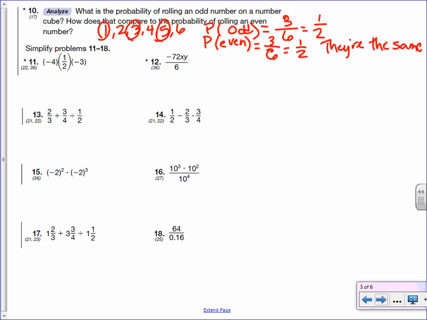Number 11, we are multiplying. So we're going to go from left to right. And we'll say negative 4 times a half means what is half of negative 4? Well, since a half is positive and 4 is negative, half of 4 is 2. And since the signs are opposite, it will be negative. And then we have times negative 3. So negative 2 times negative 3, 2 times 3 is 6. The signs are the same, so our answer is positive.